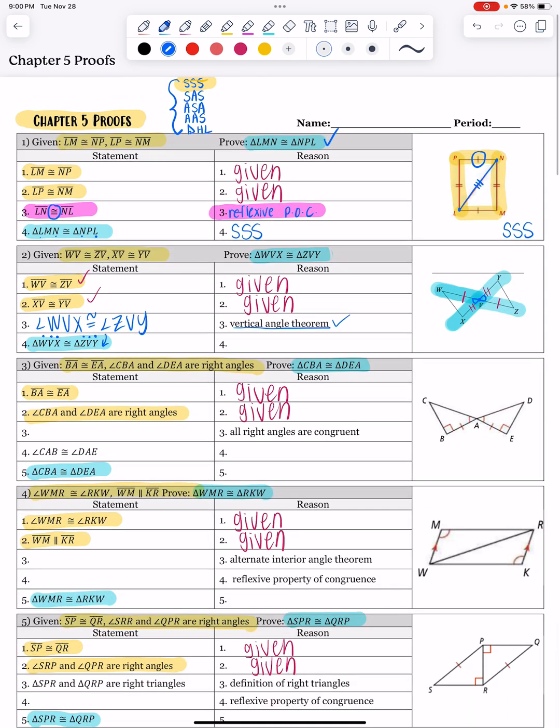And so once I know that those angles are marked congruent, this is the side angle side shortcut. Side angle side. So that is our next one. We have now done a side angle side.